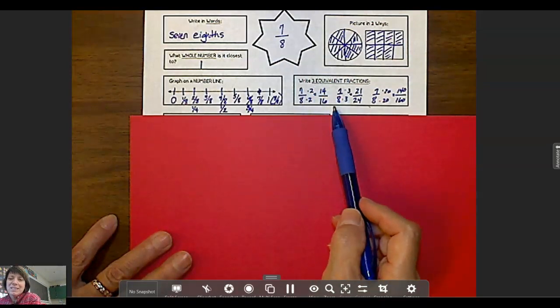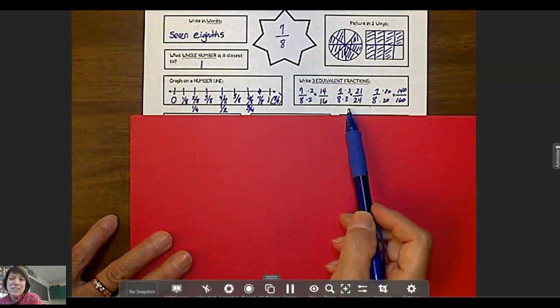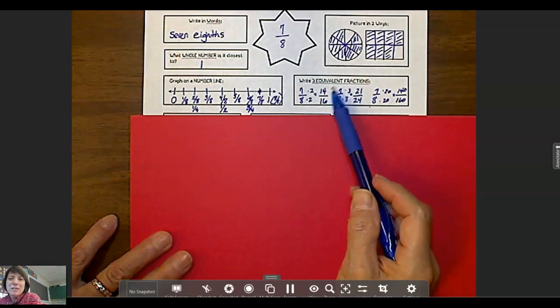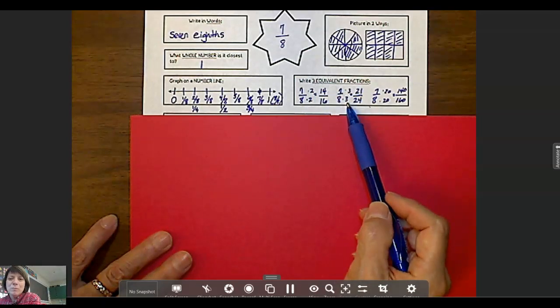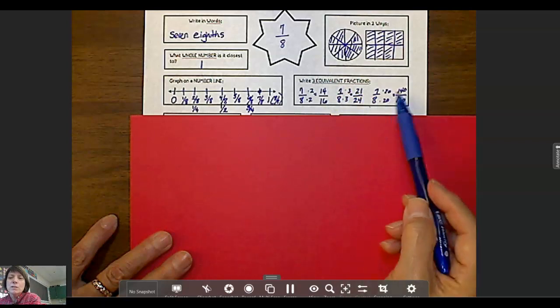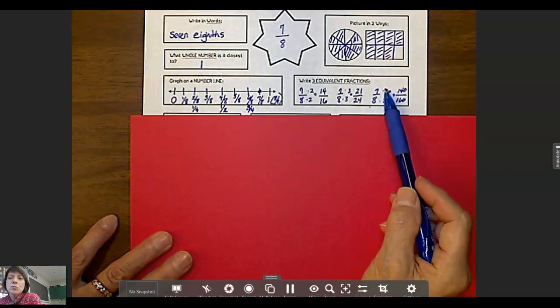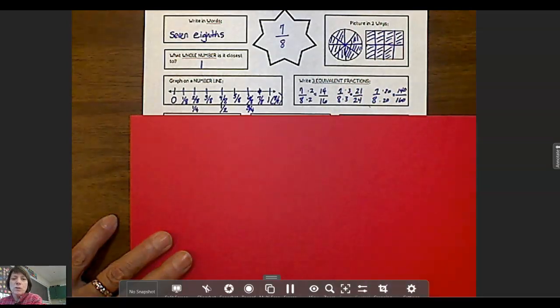For equal fractions, I took my 7/8 and first multiplied it by 2 top and bottom and got 14/16. Just a reminder, you can choose any numbers you want here. And then my 7/8 times 3 top and bottom to get 21/24. And then my 7/8 times 20 top and bottom to get 140 over 160.